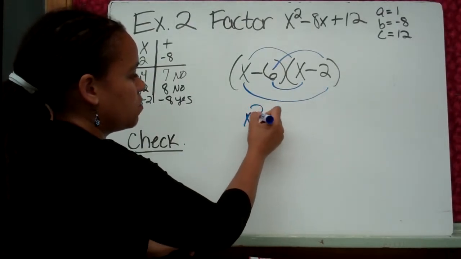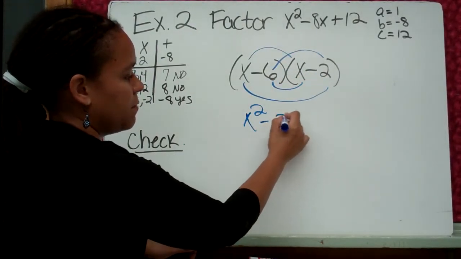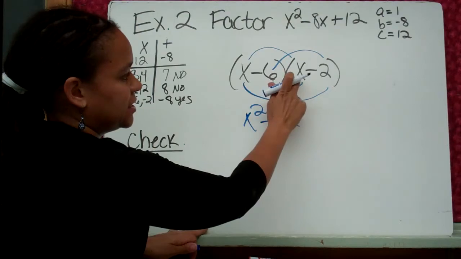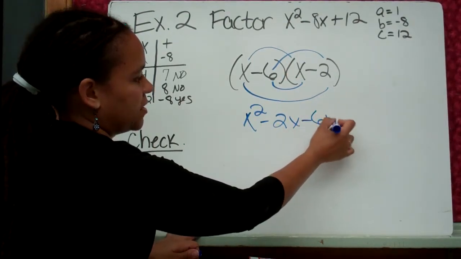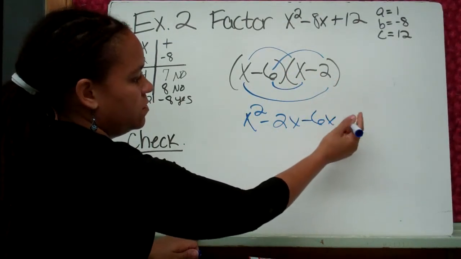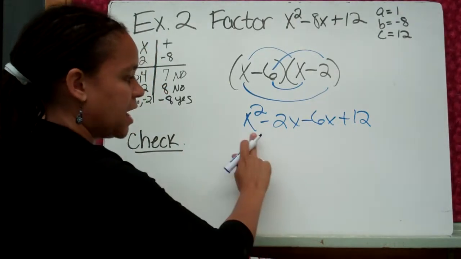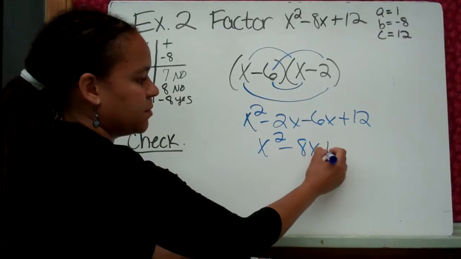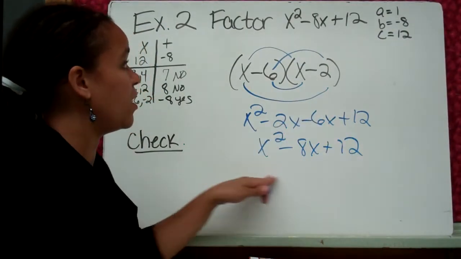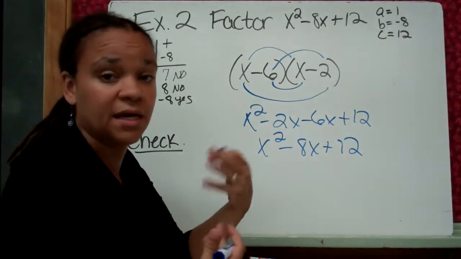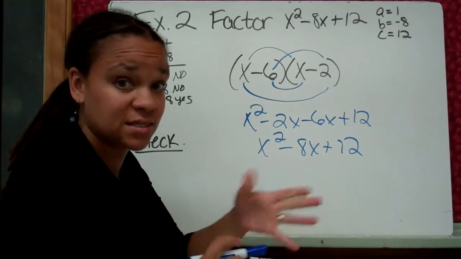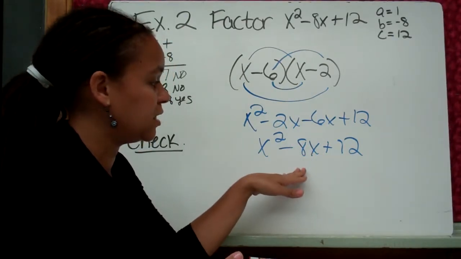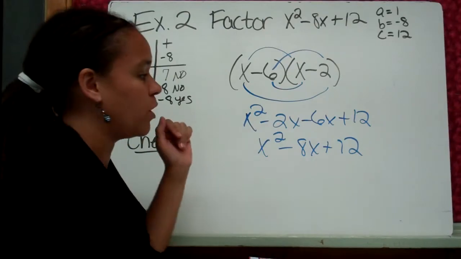X times x, x squared. X times minus 2, minus 2x. Minus 6 times x, minus 6x. Minus 6 times minus 2, positive 12. X squared, combine your like terms, minus 8x plus 12. All right, we got the exact same thing as the beginning, so you know we did it correctly. You can always stop and do it again if you realize that you didn't get the same answer. You can always check your work.